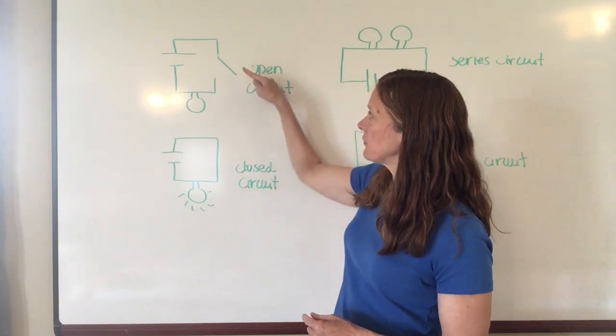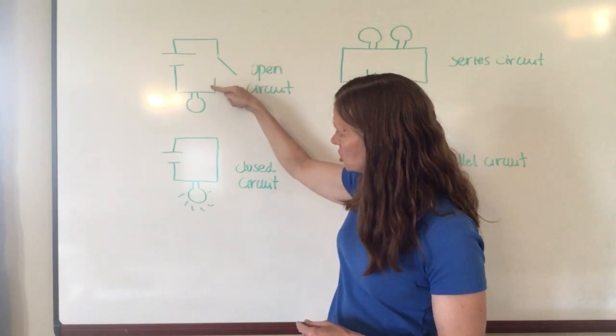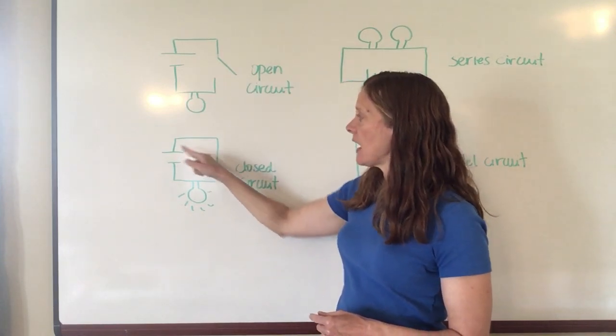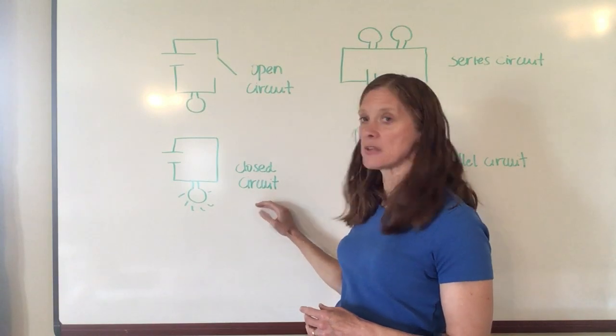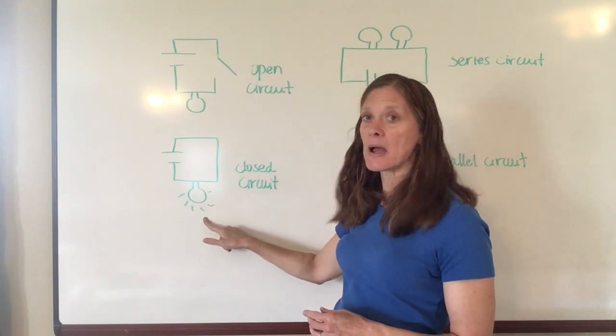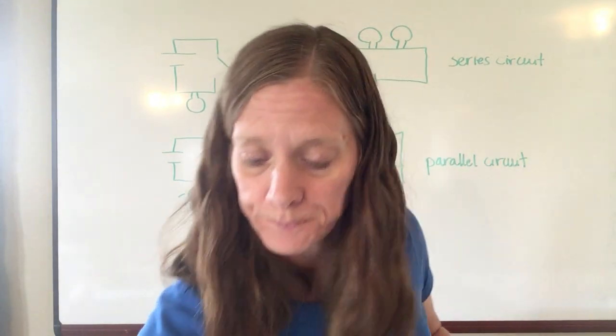On the other hand, if I take that little piece of metal and I shove it back in, then everything would be completely connected. The electrons would be able to flow, and this is called a closed circuit. And here my light bulb is going to light.